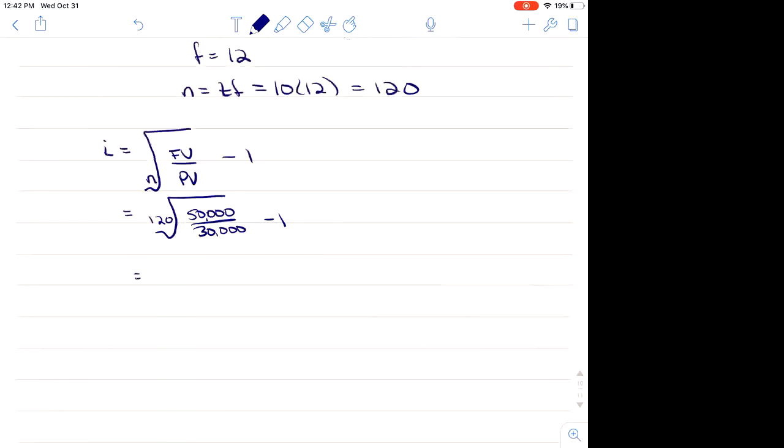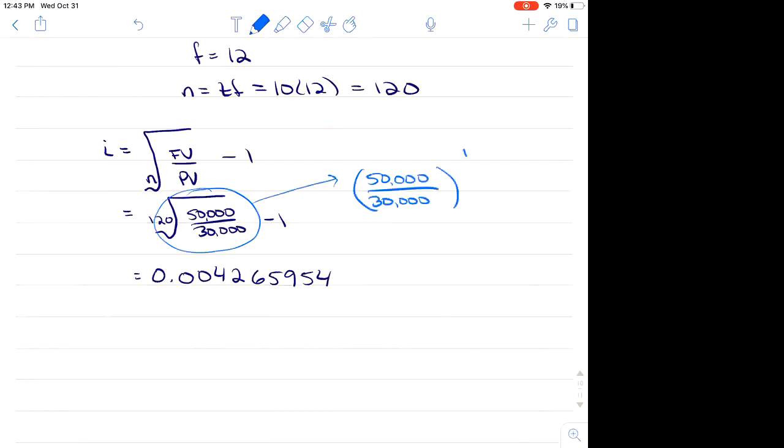So just doing these kind of rashly on our calculator, 50,000 over 30,000 to the power of 1 divided by 120 in brackets, and then all minus 1, 0.004265954. Yeah, so you're going to do 50,000 divided by 30,000. And then to the power of 1 over 120, right? And then subtract 1 from that to get your I.